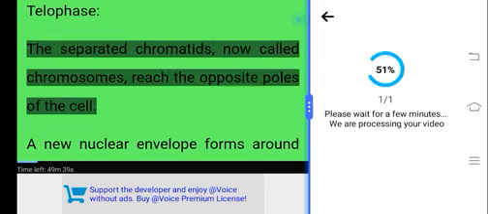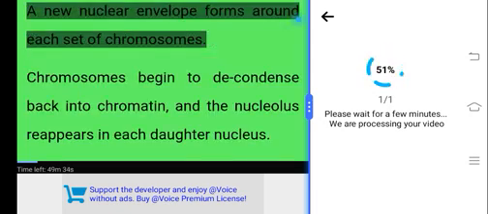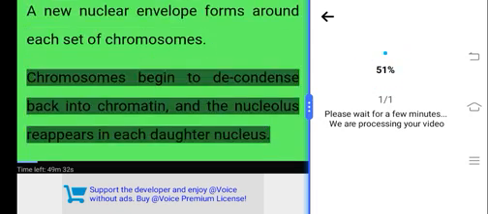Telophase. The separated chromatids, now called chromosomes, reach the opposite poles of the cell. A new nuclear envelope forms around each set of chromosomes. Chromosomes begin to condense back into chromatin, and the nucleolus reappears in each daughter nucleus.